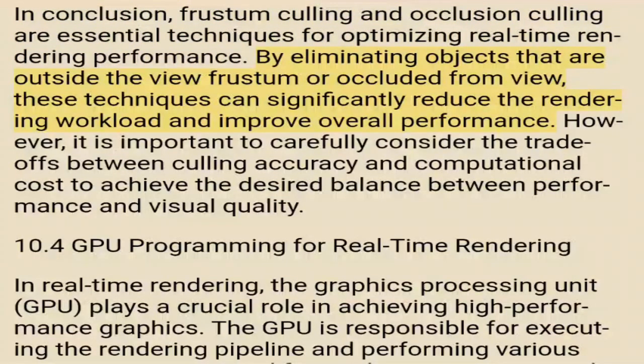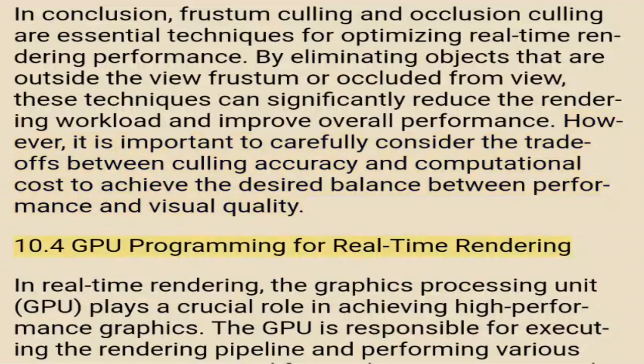In conclusion, frustum culling and occlusion culling are essential techniques for optimizing real-time rendering performance. By eliminating objects that are outside the view frustum or occluded from view, these techniques can significantly reduce the rendering workload and improve overall performance. However, it is important to carefully consider the trade-offs between culling accuracy and computational cost to achieve the desired balance between performance and visual quality.